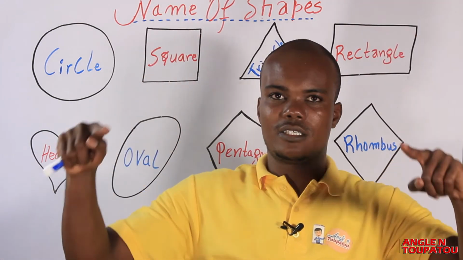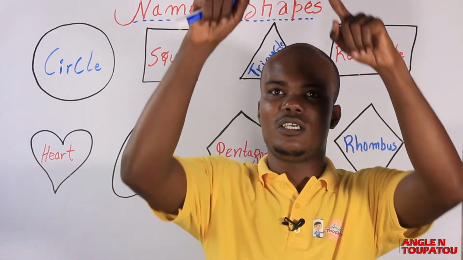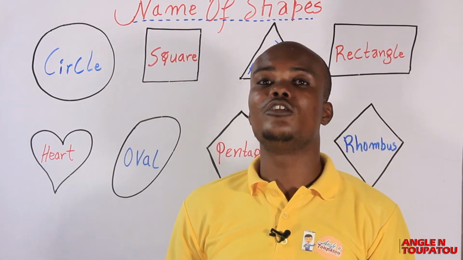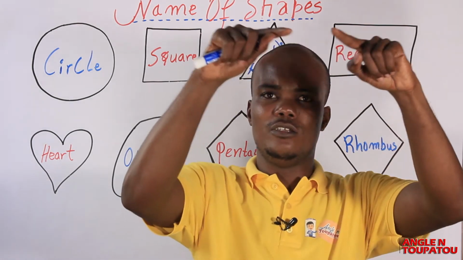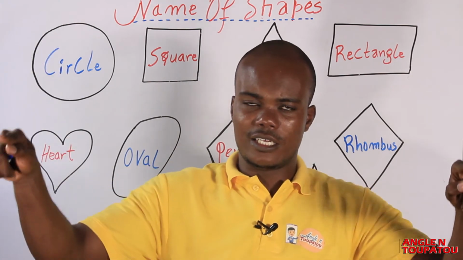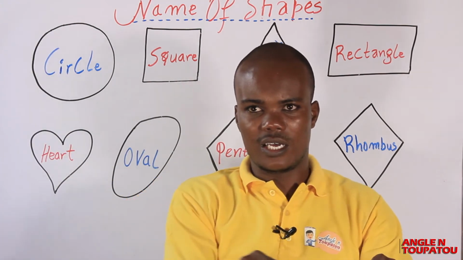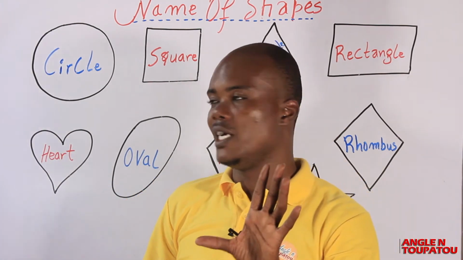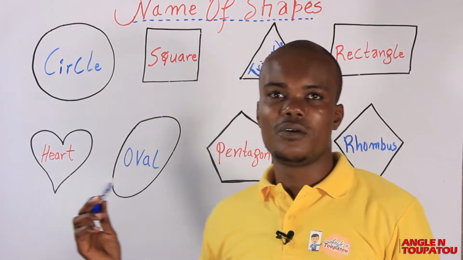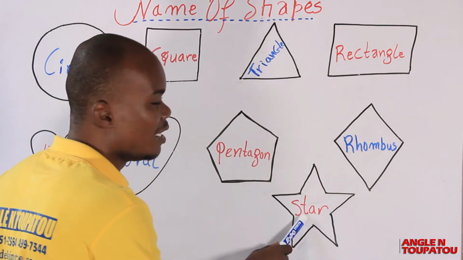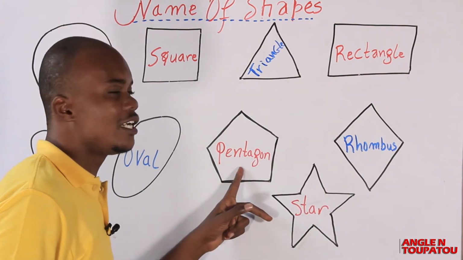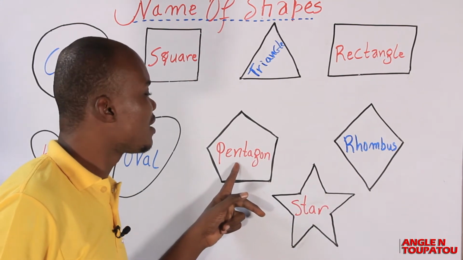If I do it like this, you see, now I draw a triangle. If I do it like this, I trace the line, get it down, both. Now I trace a rectangle. Okay, good. This is a star, rhombus, losange, pentagon.